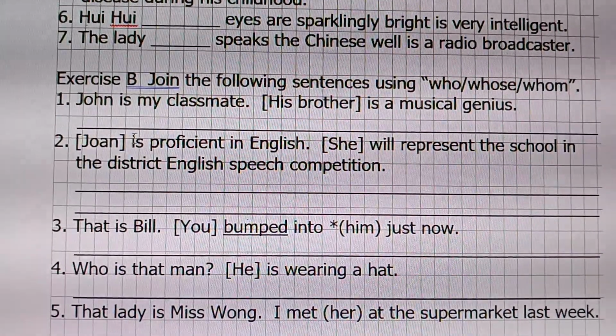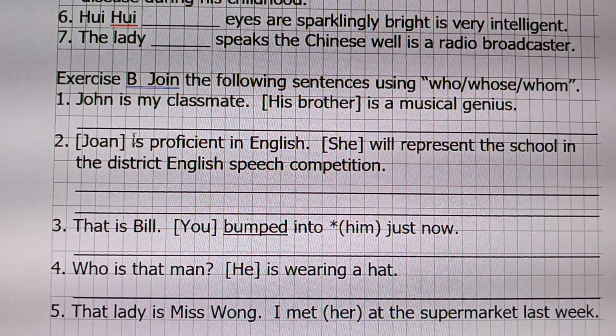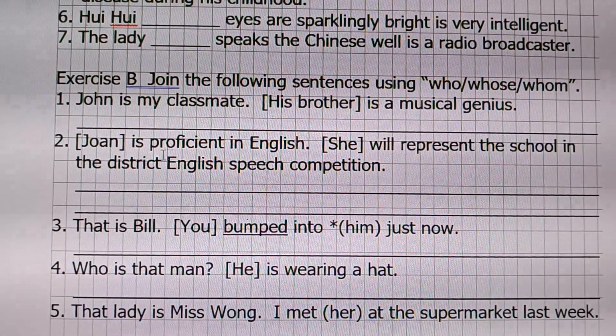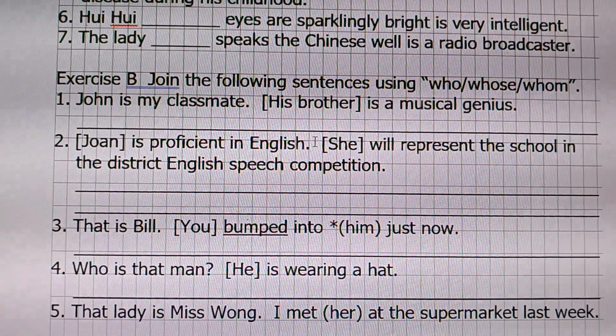The Joan who will represent the school in the district English speech competition is proficient in English. Okay, this is one way. Another way is Joan who is proficient in English. All right, who is proficient in English will represent the school.